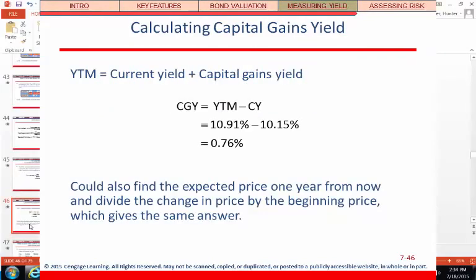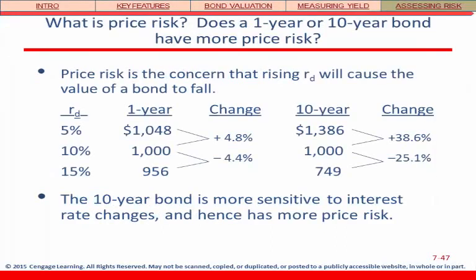Now, to get your capital gains yield, you could figure that out simply by rearranging the equation. Yield to maturity equals current yield plus capital gains yield. So if you find the yield to maturity, which we already found a couple slides ago, minus the current yield, which we found in the very last slide, you're going to find a capital gains yield of 0.76%. Now, you could have also figured this out by just taking the expected price 1 year from now and dividing the change in price by the beginning price. Okay, so those were a couple ways that you could measure yield.